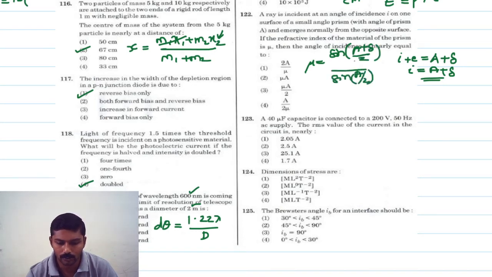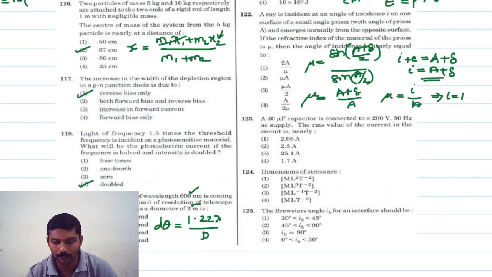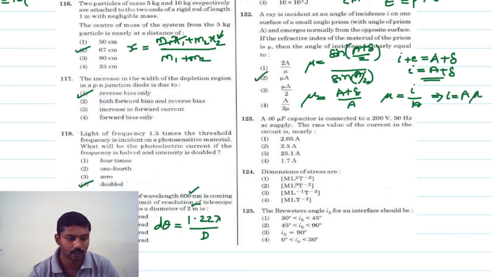So when you substitute all this, for a small angle the sine theta value is also very small. You can substitute it as (A plus delta) divided by 2, divided by A by 2. The 2 and 2 will cancel. You get it as (A plus delta) divided by A. A plus delta, as you already know, is equal to I, so you can substitute as nu is equal to I divided by A, which gives you I is equal to A times nu. The second option is the right answer.